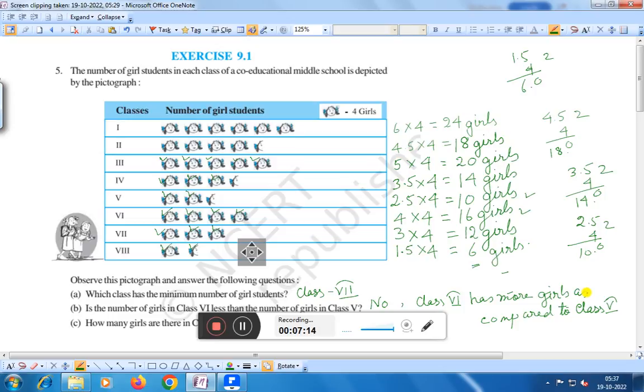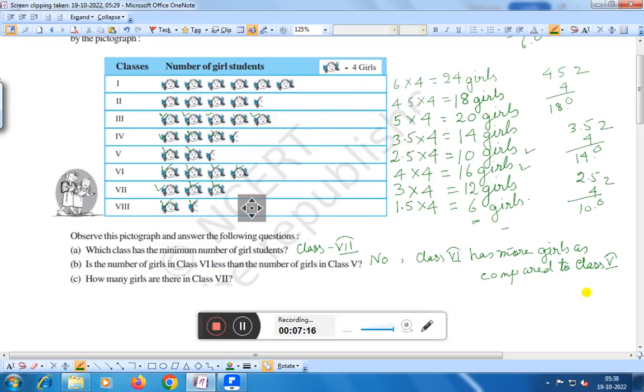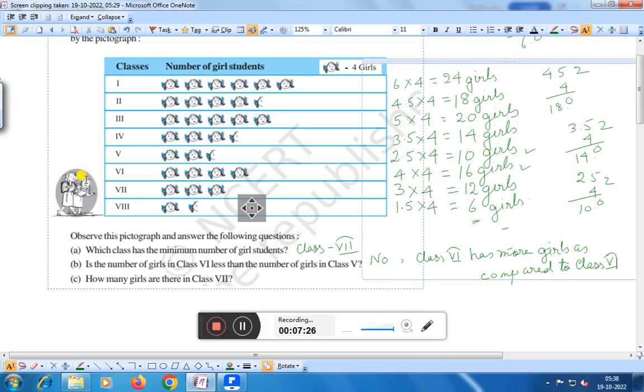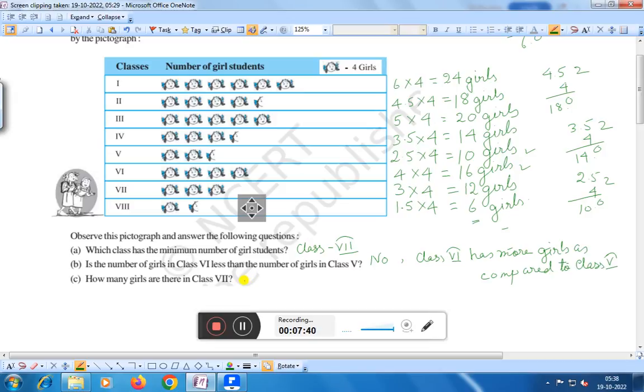Now question C. How many girls are there in class 7? Here you see how many girls are there in class 7. In class 7 you see this is 3, 3 fours are 12, 12 girls. How many girls are there in class 7? It is 12 girls, right? In class 7 there are 12 girls.